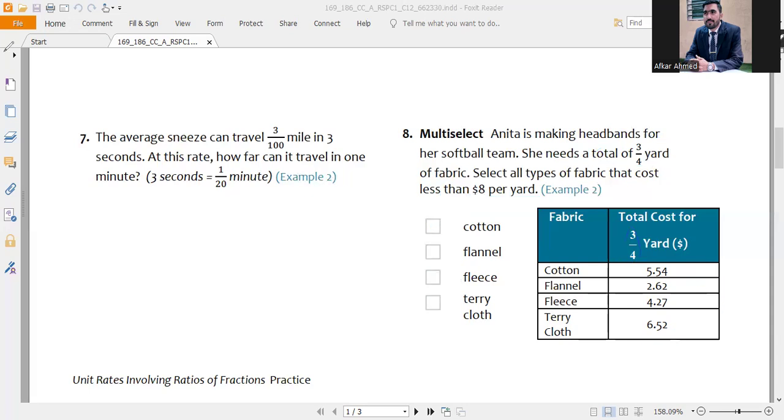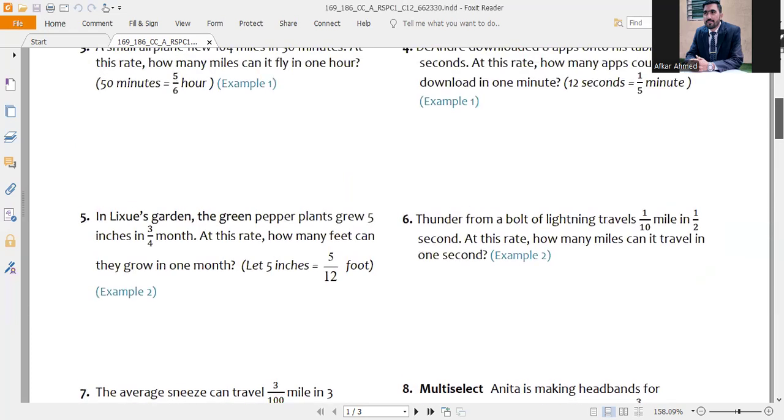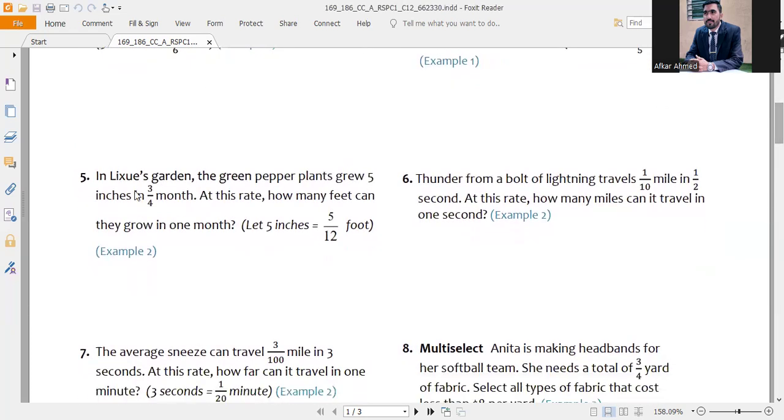Why I left this question is because there is a simple technique here. Question number 5 says that in Lix's garden, the green pepper plant grew 5 inches in 3 over 4 months. Now he wants us to change 5 inches, and then he's asking at this rate how many feet. We know that 1 foot is equal to 12 inches. So first we will convert that. If we have 5 inches, how many feet will there be?